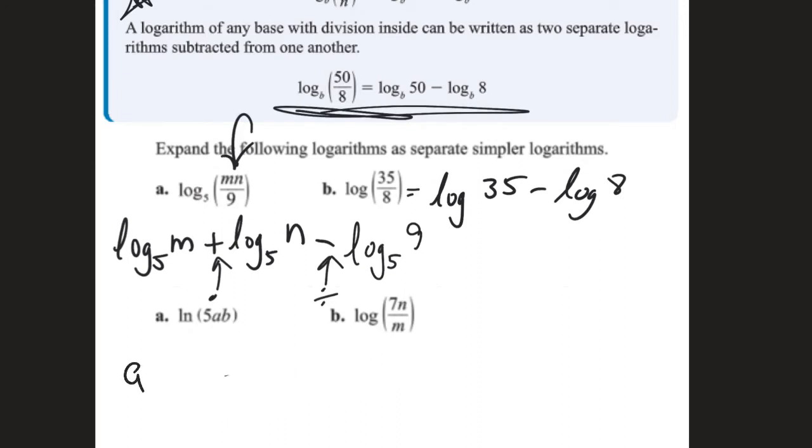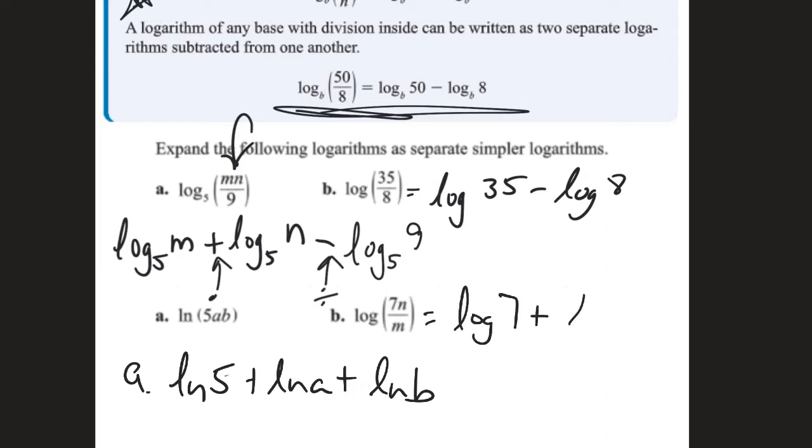For A, natural log of 5 plus the natural log of A plus the natural log of B. They're all being multiplied. For B, we have the log of 7 plus the log of n minus the log of m. Every time it has everything to do with what you're doing, multiplying or dividing. Let's go to the next page.